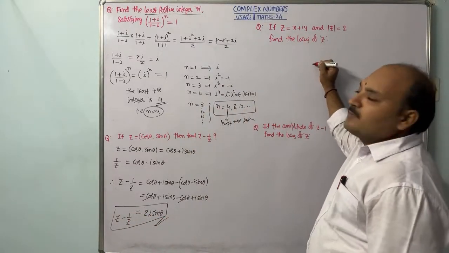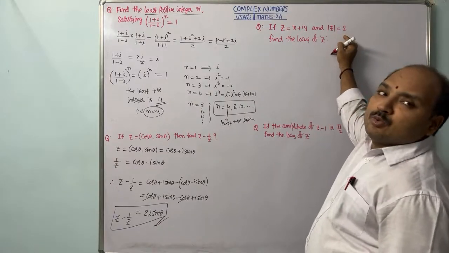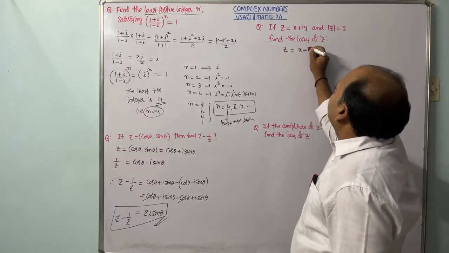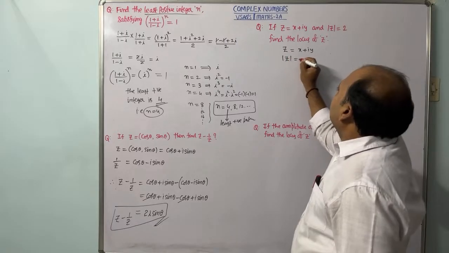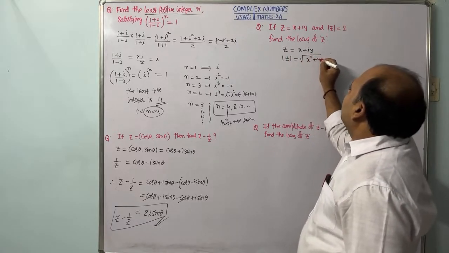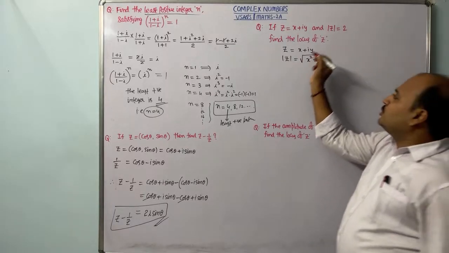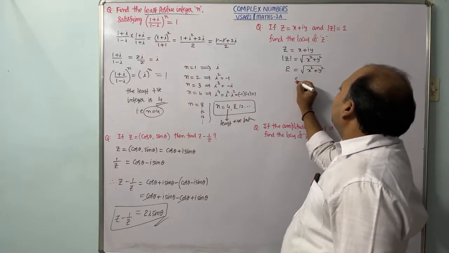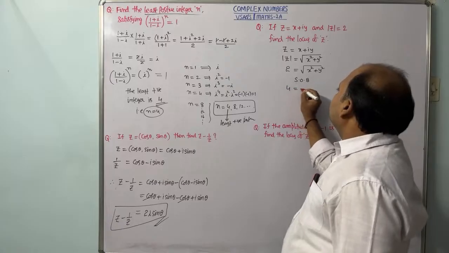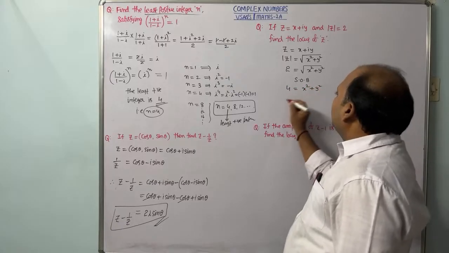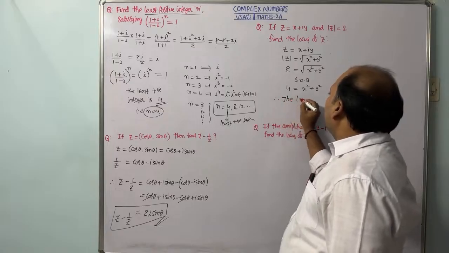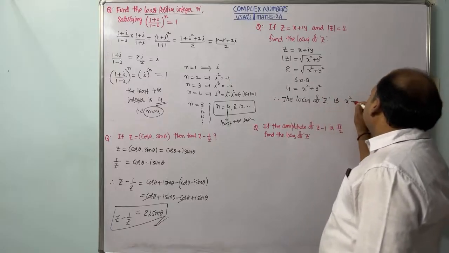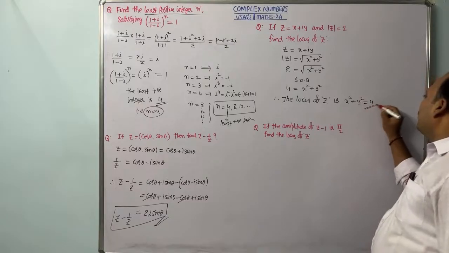If z is equal to x plus iy and mod z is equal to 2, mod z means modulus of a complex number. So given z is equal to x plus iy, so mod z is equal to root over x square plus y square. Since mod z value is given as 2, so 2 is equal to root of x square plus y square. Squaring on both sides, 4 is equal to x square plus y square. Therefore, the required locus of z is x square plus y square equal to 4.